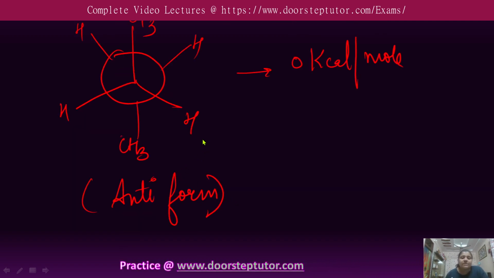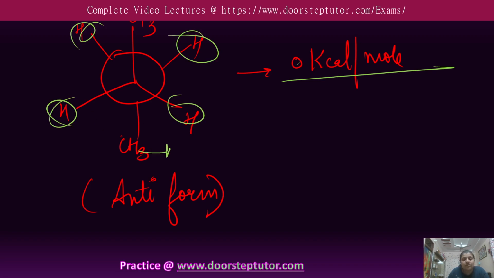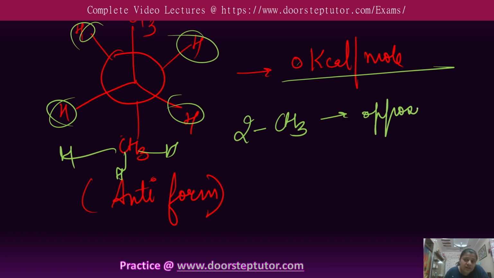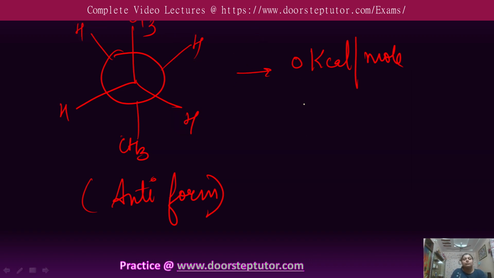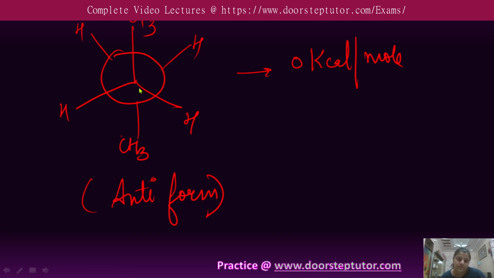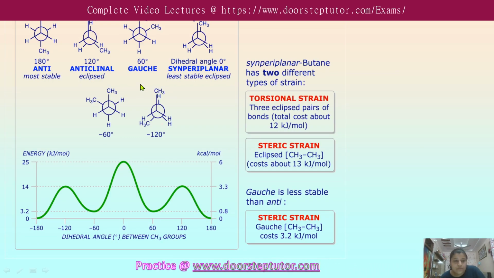But when these CH3 are opposite to each other, the value is 0 kcal per mole, because this CH3 with its H and H are away from every other hydrogen present in the molecule. That is known as the anti form. That conformer has 0 kcal per mole, because we don't have any repulsion due to torsional strain, gauche interactions, or repulsions between the hydrogens. So this is the anti form, it's stable. Now observe this very carefully.